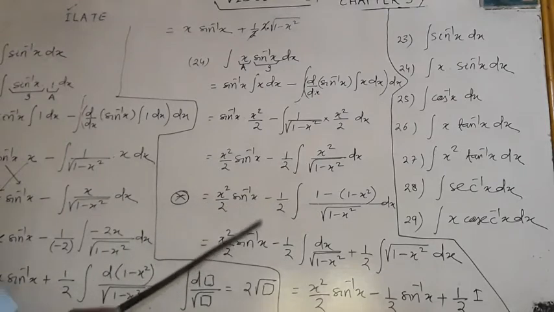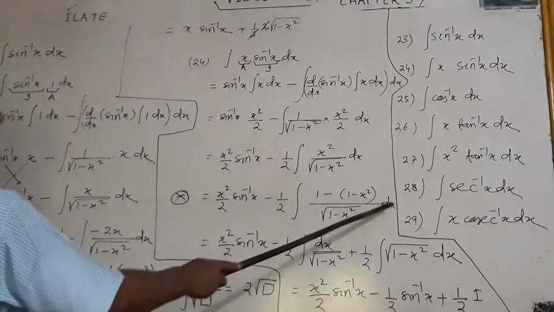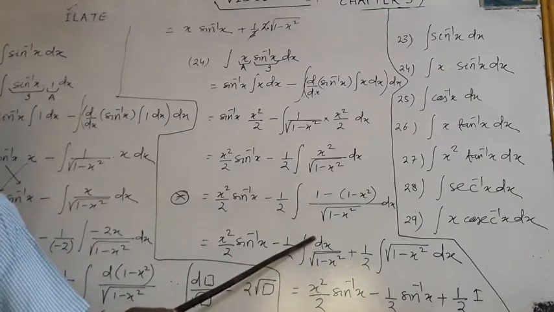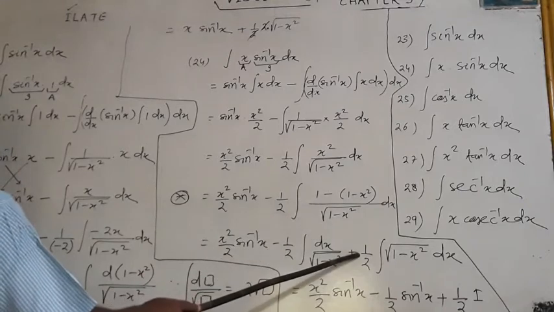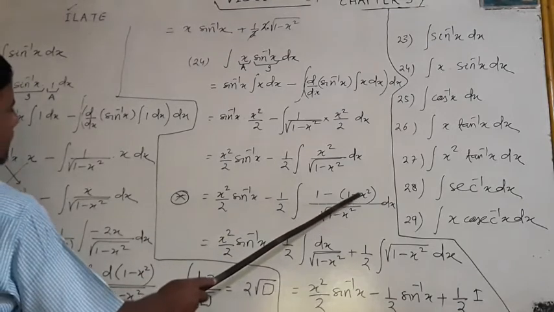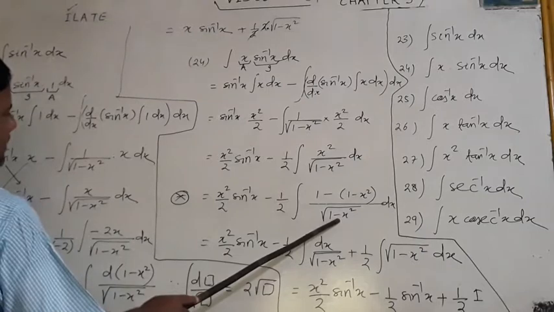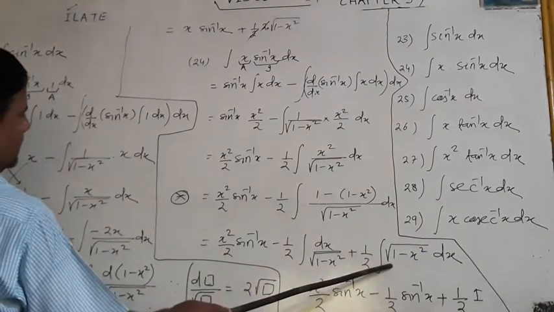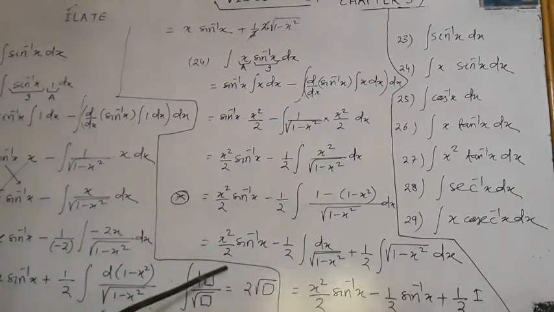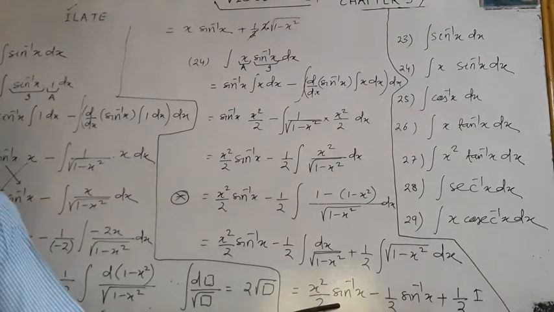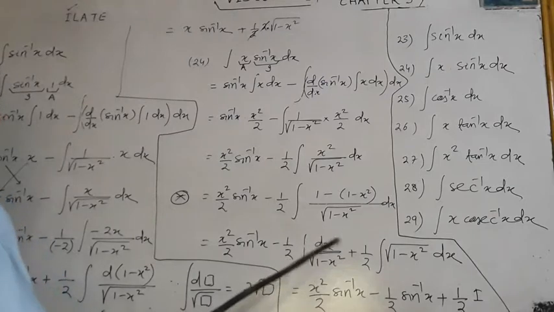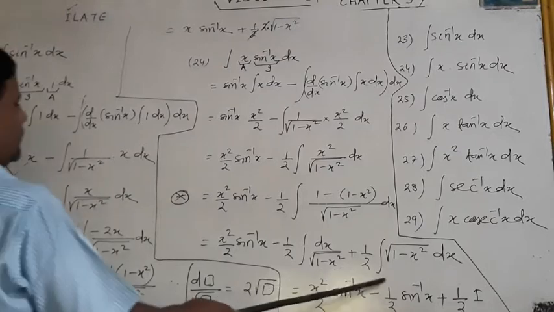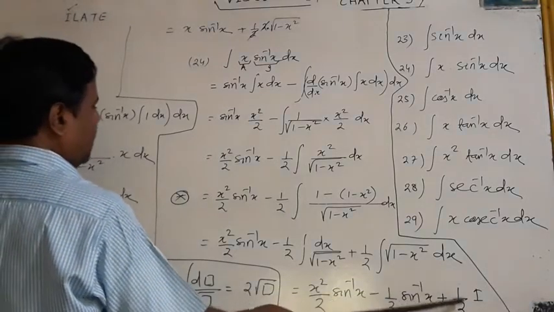x square sin inverse x minus 1 by 2 integral of 1 dx by 1 minus x square root over. That is dx by 1 minus x square root over. Minus minus becomes plus 1 by 2 integral of 1 minus x square by 1 minus x square root over, which is 1 minus x square root over dx. And this is x square by 2 sin inverse x minus 1 by 2. And we know the result of dx by 1 minus x square root over is sin inverse x. That is 1 by 2 sin inverse x plus 1 by 2.